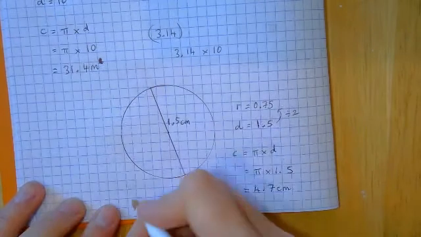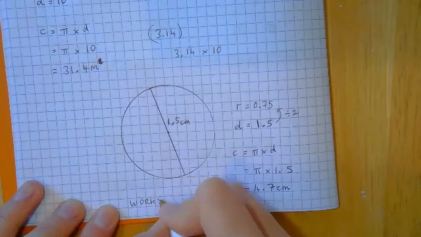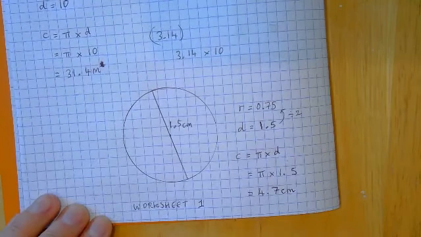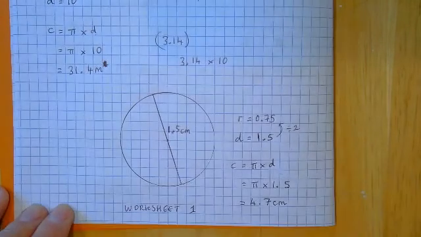4.7 centimetres. Okay? Right, I'd like you to try worksheet 1 now to practice circumference. Okay? Super duper, well done.